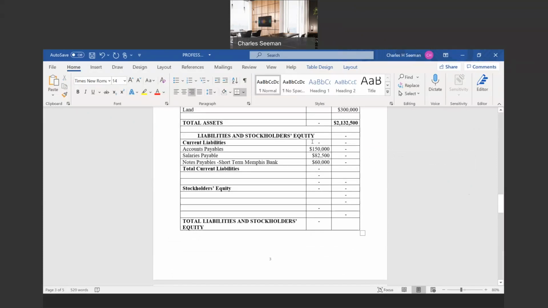And now I'm going to add these numbers up. So I'm going to add the 150, in case you can't see the calculator up here, plus the 82.5, plus the 60,000, gives me 292,500.